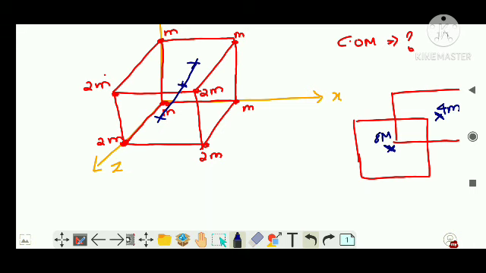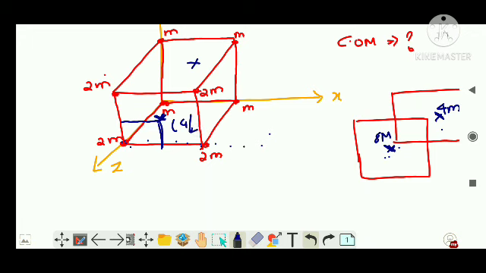We don't know yet, right? So you made this entire 8 mass system into a 2 mass system, and you have found the masses of the 2 mass system also, that is 8m and 4m. You now require the coordinates of these masses. So how can I find this coordinate? This axis is along x, so how much is this position? Half of a, right? From here to here it is a. So the x coordinate is a by 2.